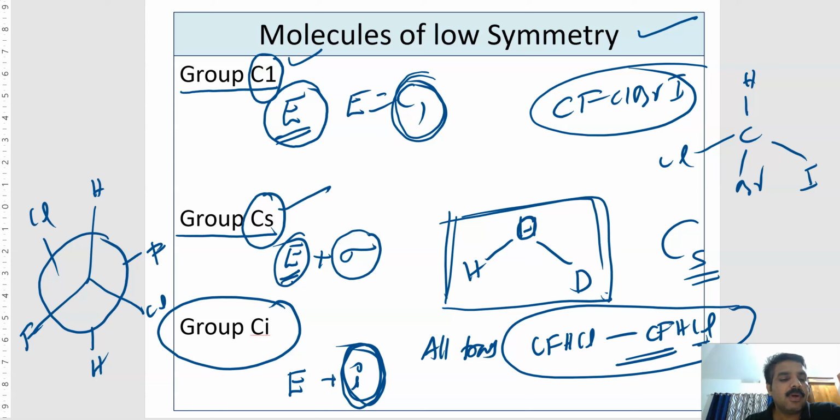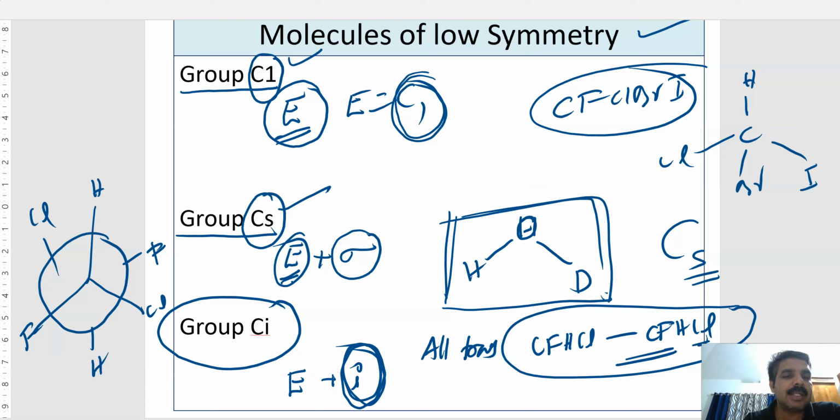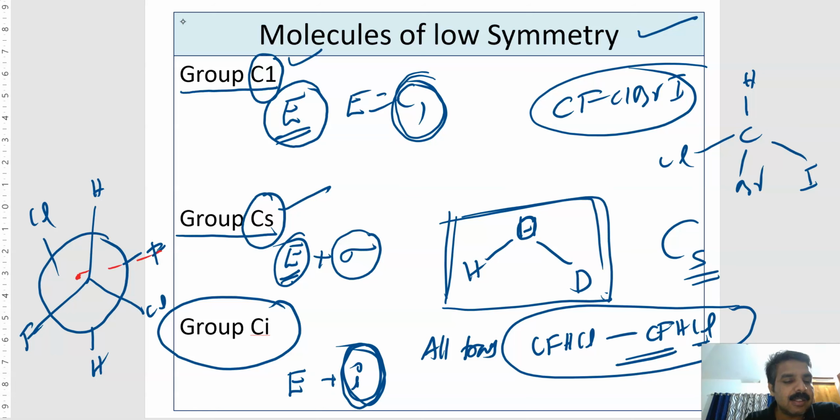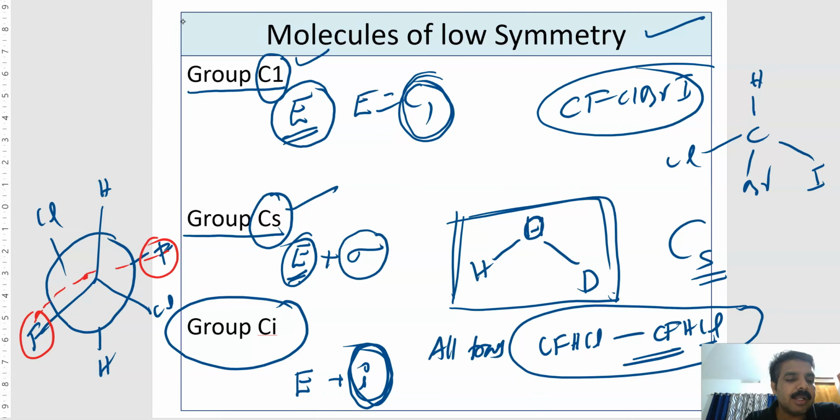CFHCl. Okay, in this molecule you can see that there is a center here. If you draw a line towards this and extend this line, we can meet fluorine. Okay, like that, this hydrogen, this Cl, this Cl. Okay, no other symmetry element is present. It has only the inversion center. So this molecule belongs to Ci.